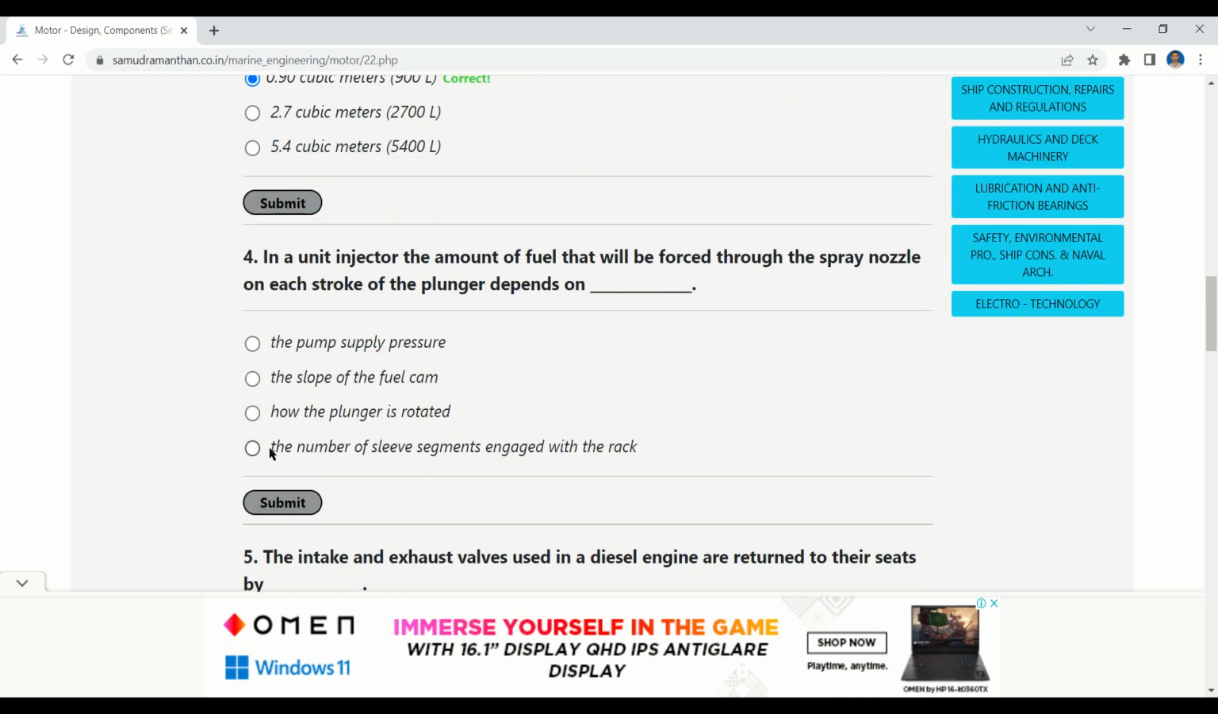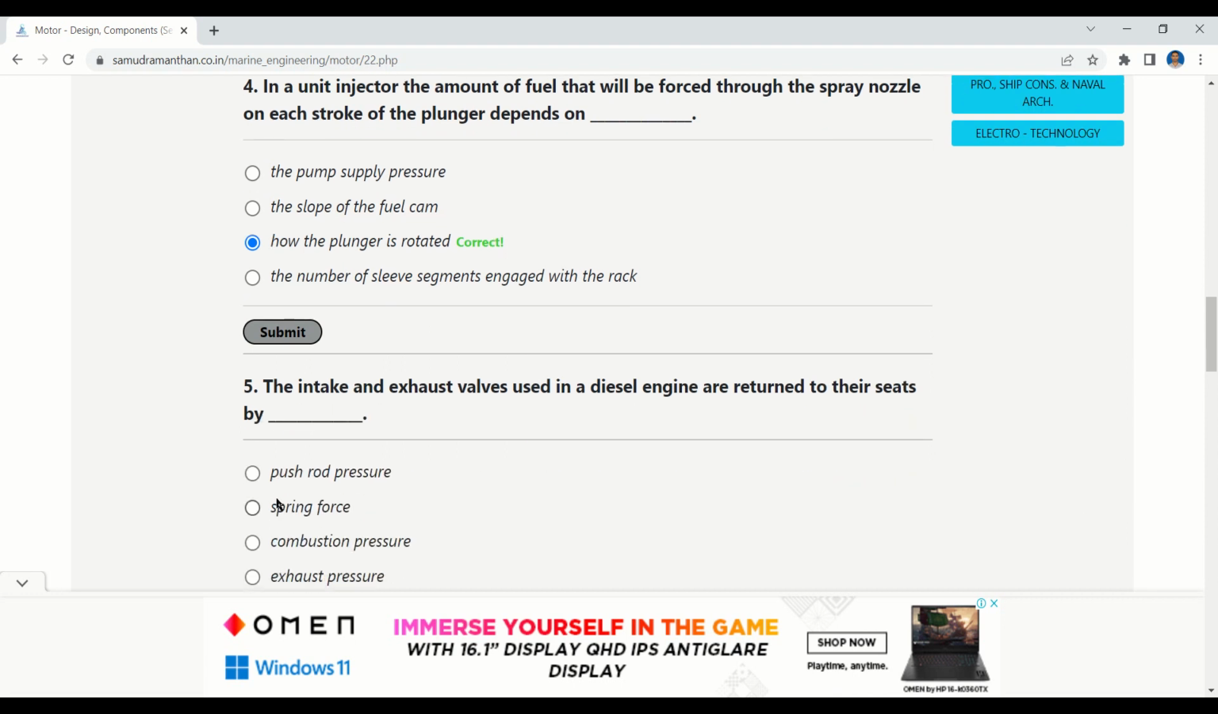Our next question is, in a unit injector, the amount of fuel that will be forced through the spray nozzles on each stroke of the plunger depends on, and the given options are: the pump supply pressure, the slope of the fuel cam, how the plunger is rotated, the number of sleeve segments engaged with the rack. And the correct option should be how the plunger is rotated. Thus, in a unit injector, the amount of fuel that will be forced through the spray nozzle on each stroke of the plunger depends on how the plunger is rotated.